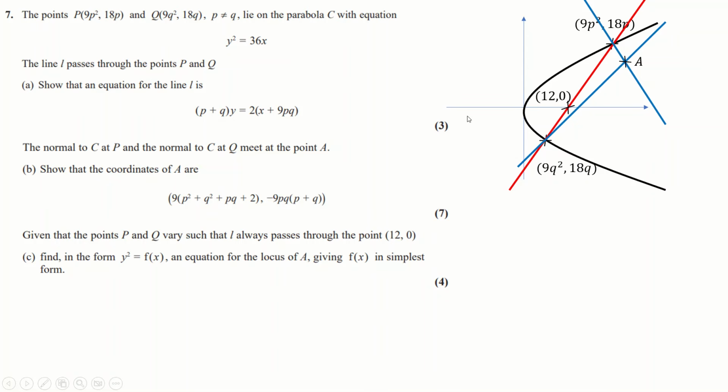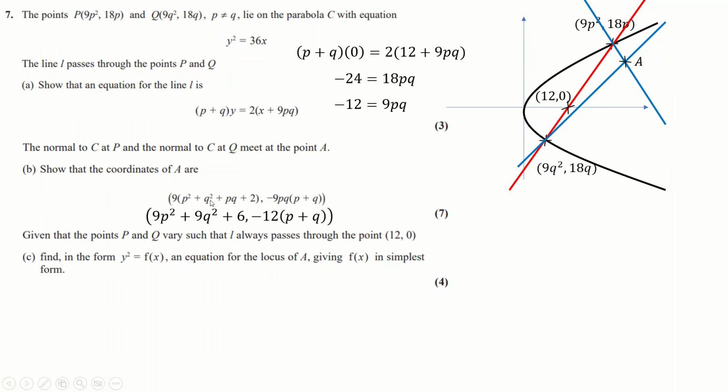So okay, what we say is if this line goes through (12, 0), that means that when x is 12, y is 0. So we put that information in and we find this here. This is all 0, this is 24, move it over, and this is this. I'm going to halve this and you'll see why. Next, what we can say is, okay, looking back at this thing here, this is the point A, isn't it? This is the coordinates of the point A.